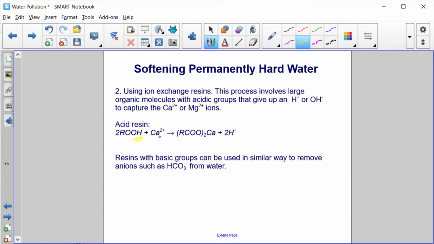Resins with basic groups can be used in a similar way to remove anions, such as HCO3- from the water. So if we have anions in the water rather than metal cations, we can also use anions in this process.